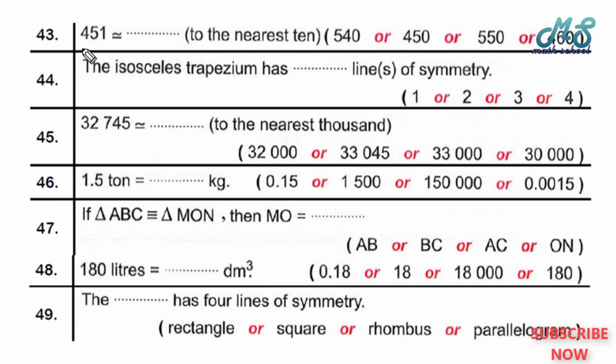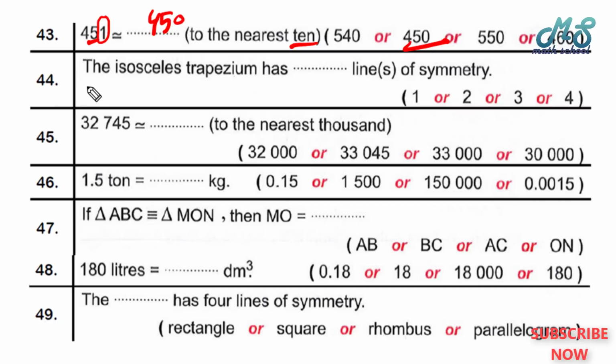Number 43: 451 to the nearest 10. So we determine the tens place, which is 5, and the one's place is 1. Circle the one's place. 1 is less than 5. So we get 450. The correct answer is 450.